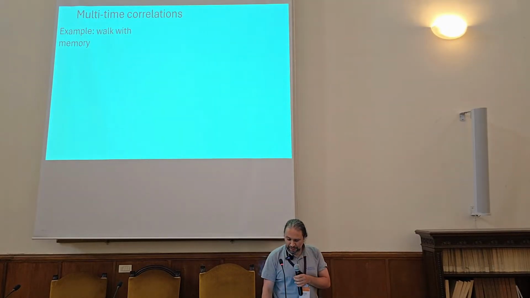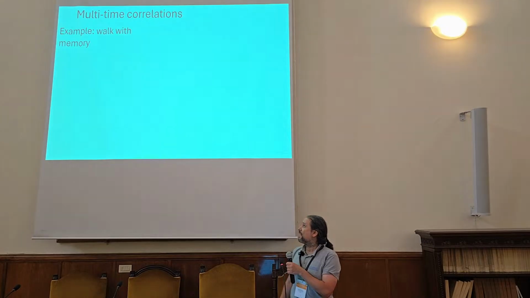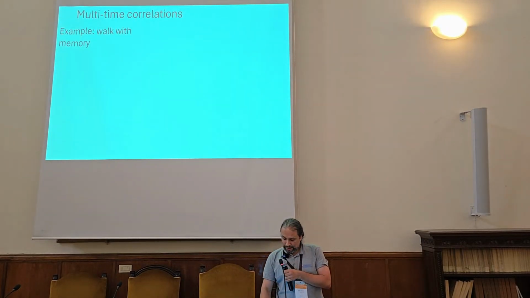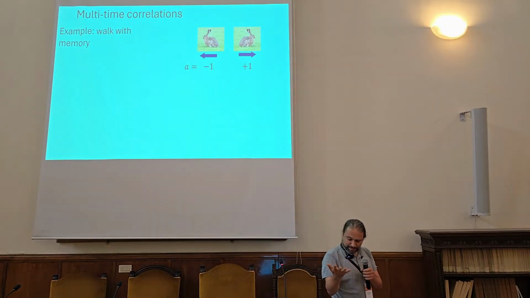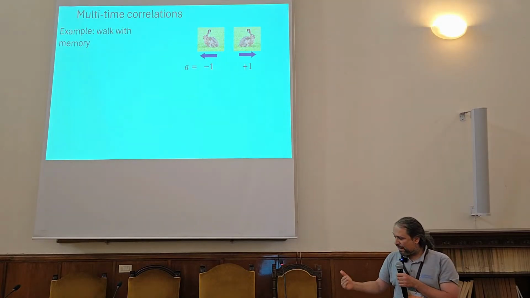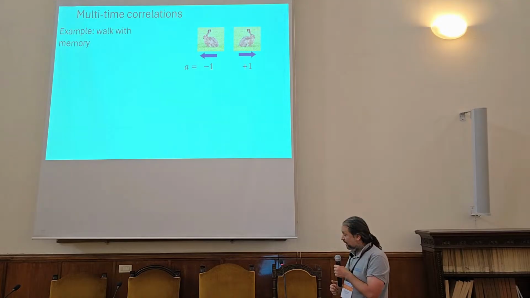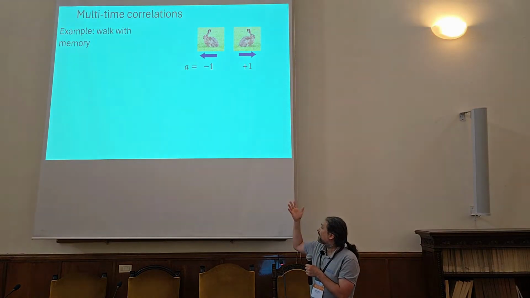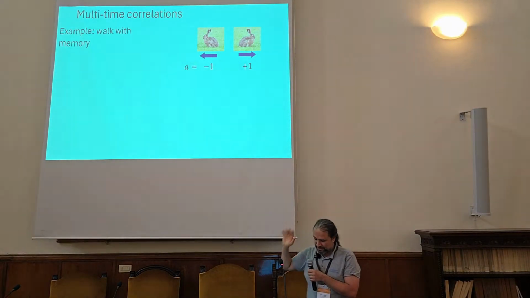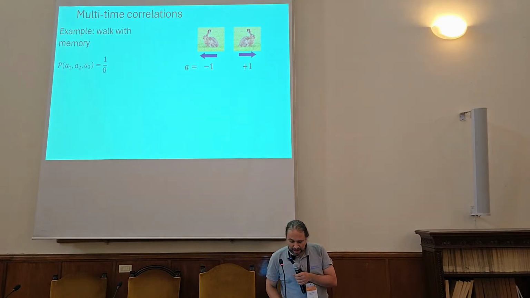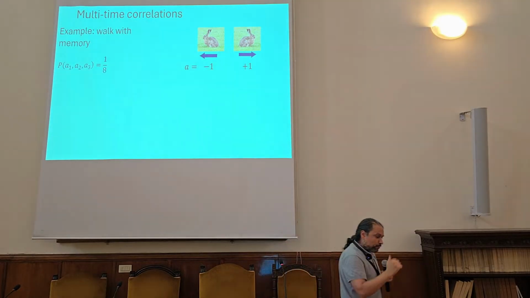So, multi-time correlations. I will give you a very simple example of a walk with memory. Our variable of interest is binary, and can take values -1, the walker goes to the left, and +1, the walker goes to the right. In this case, I take as a variable the direction and not the position, just for the example. And so the walk works in this way.